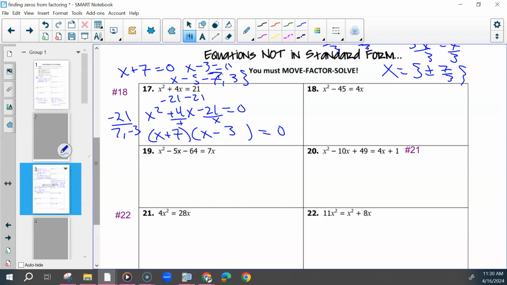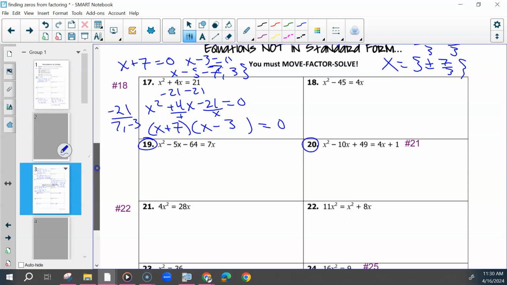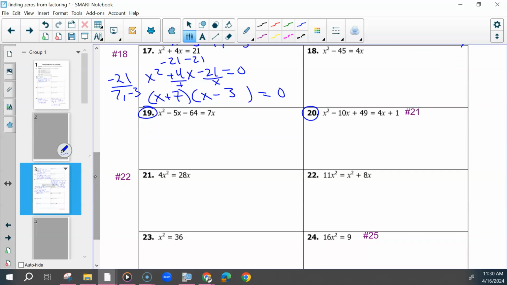So whatever your factors are, your zeros are always going to be the opposite of them in this format. What others in 18 through 24 do we want to see, do you go over and have questions about? 20 and 19. In 19, how would we solve that? Minus 7x.